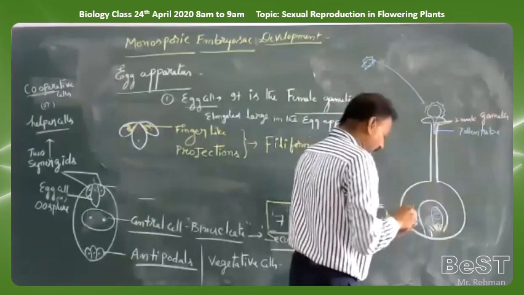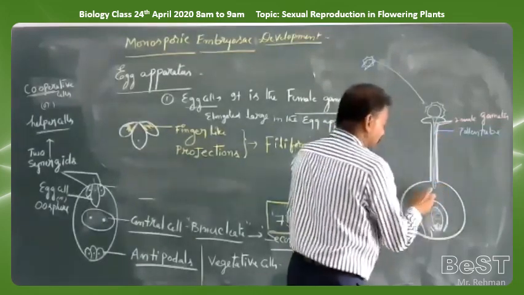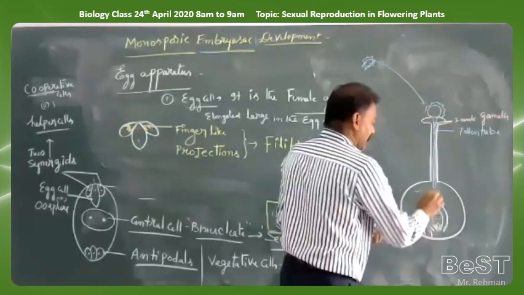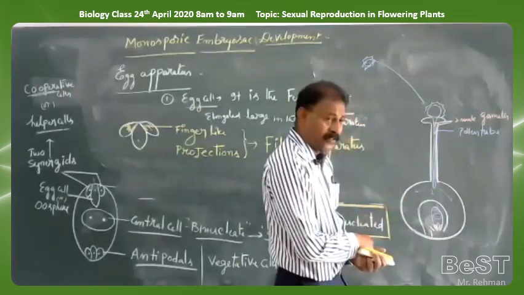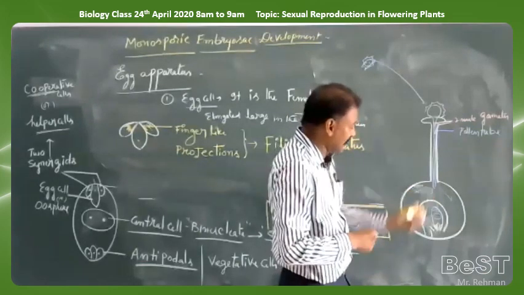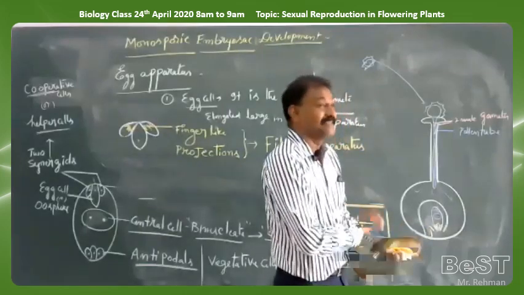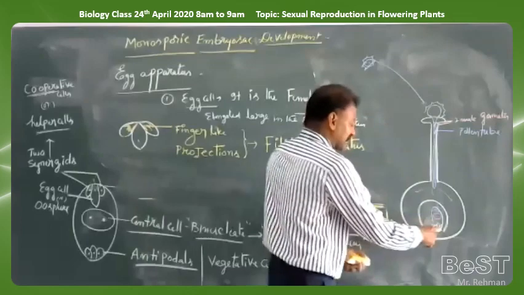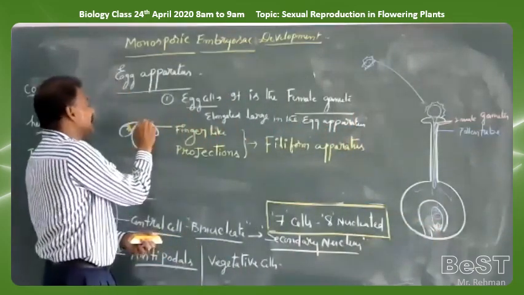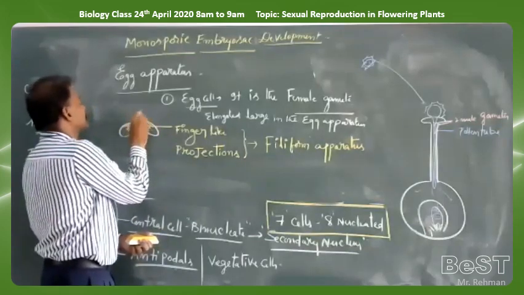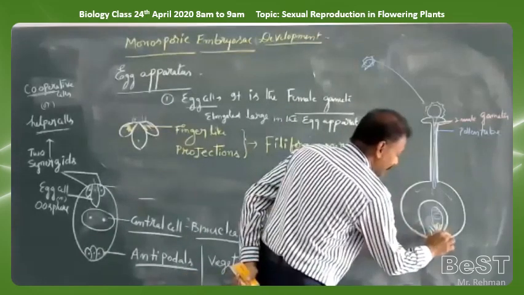And when this pollen tube is moving, afterward it can go like this, it can go like this, or how will it go? Who is directing it to come only to the female gametophyte or embryo sac? This is the question. Here, synergids, which have the filiform apparatus, will release some chemical substances at the micropylar region.